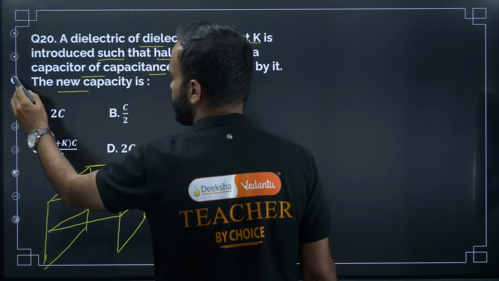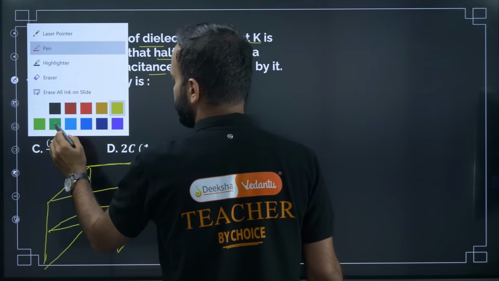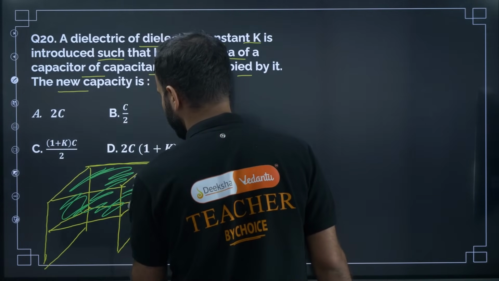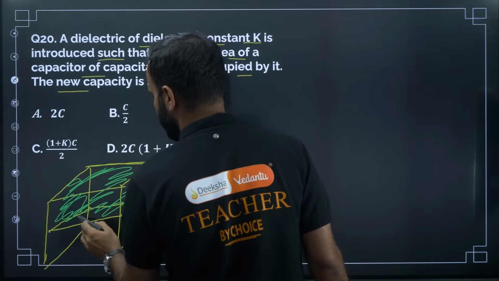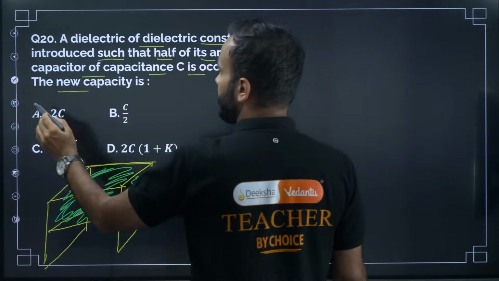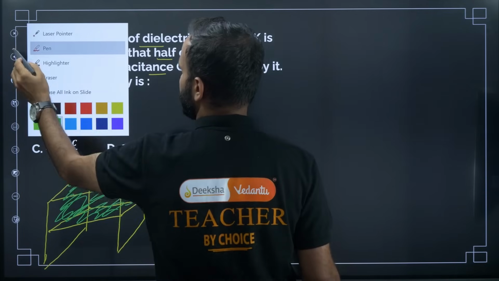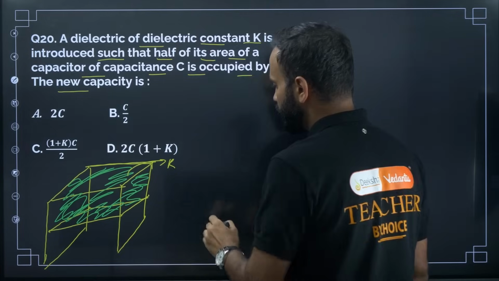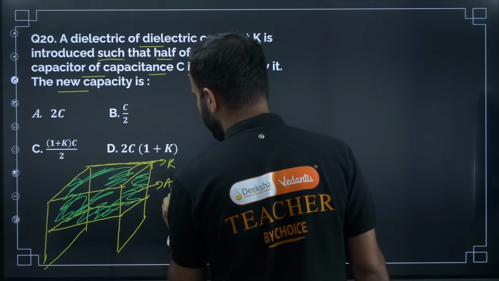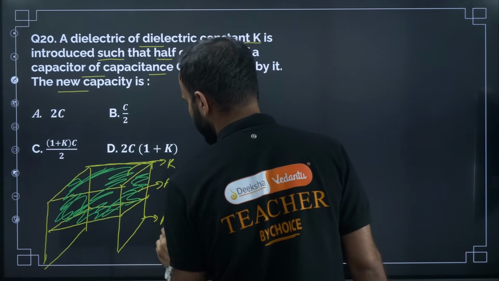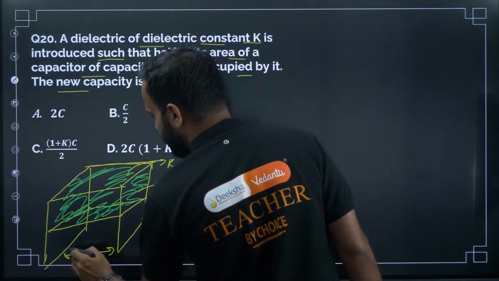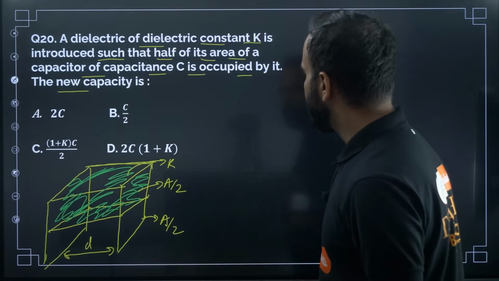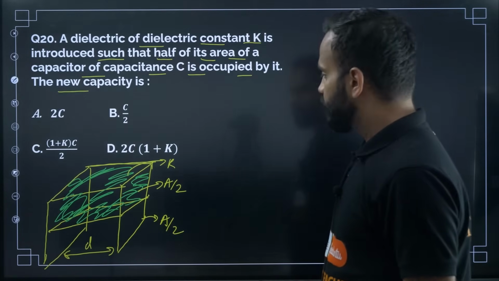It covers half of its area, right? Yeah. Okay. So what is the dielectric constant of this dielectric? It's K, right? So now area is A by 2 and A by 2. Distance between the capacitor plates is the same, okay? The two parallel plates' separation is the same, that is D. Understood? Yeah. So we need to find the new capacitance, right?